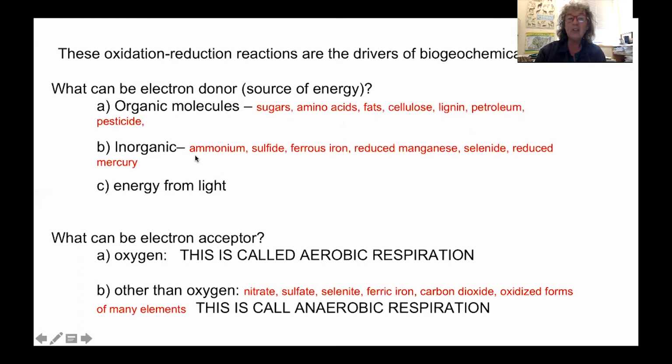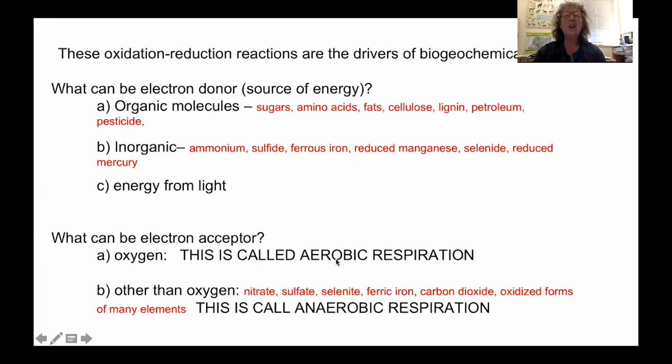But lithotrophs also can use inorganic compounds. They don't need organic compounds only. So ammonium, sulfide, ferrous iron, manganese, mercury, chromium. There's all kinds of inorganic compounds that microorganisms can make a living from. What can be the acceptor? Well, we know oxygen is, but then what about compounds other than oxygen? Well, nitrate, sulfate, selenate, ferric iron, carbon dioxide. So using oxygen as electron acceptor, that's aerobic respiration, but there's a lot of organisms that can use other compounds, and that's called anaerobic respiration.